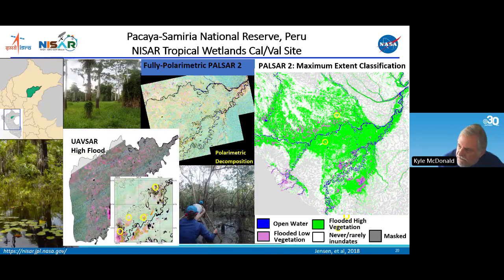For our calibration validation activities for wetlands, we are working in northern Peru in the Pacaya-Samiria National Reserve. This is our wetlands CalVal site for the tropics. It's a very diverse landscape. It has a lot of different kinds of wetlands vegetation in it. And it gives us the ability to exercise algorithm retrievals for inundation extent and state in a time series fashion over a very complex array of tropical land cover.